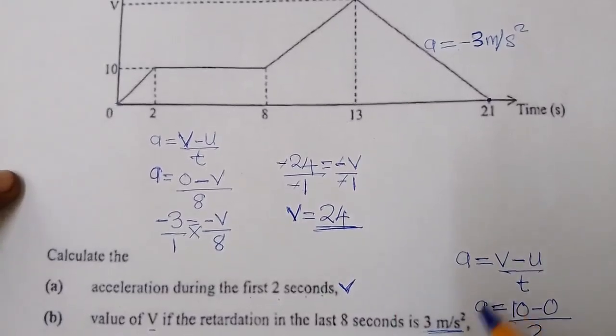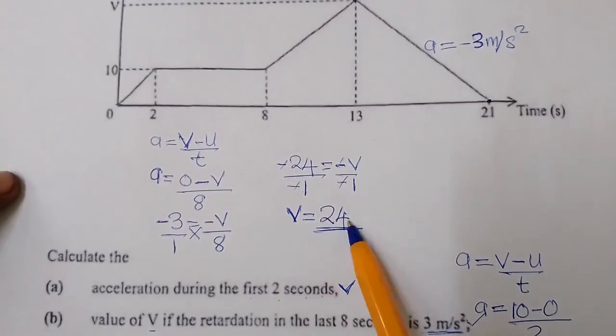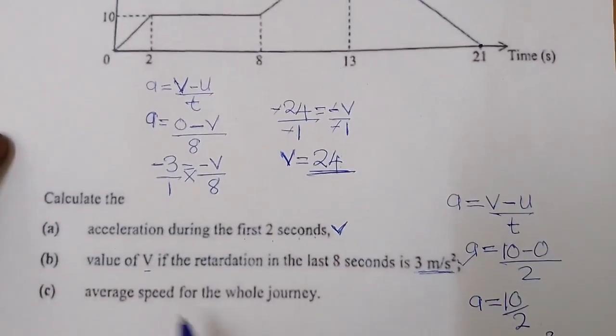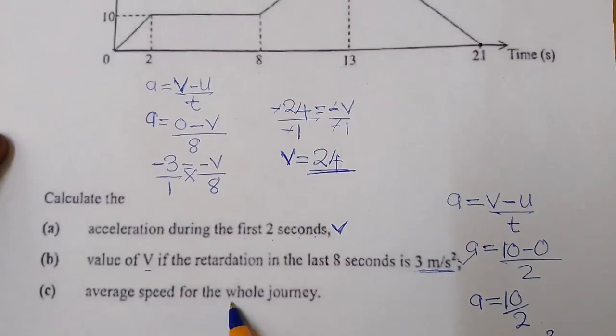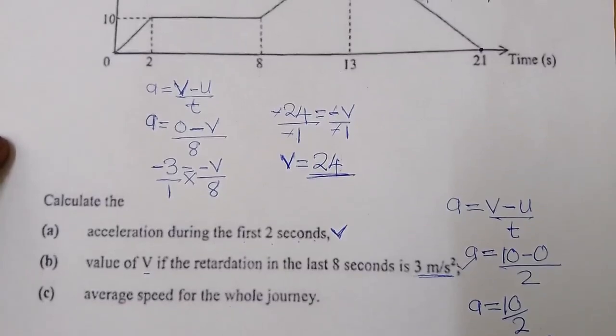So you've answered this question also. You are just told to find the value of V. This is the V here, which is 24. Then we move to the other question. What is this question saying? Average speed for the whole journey. We calculate the average speed for the whole journey.